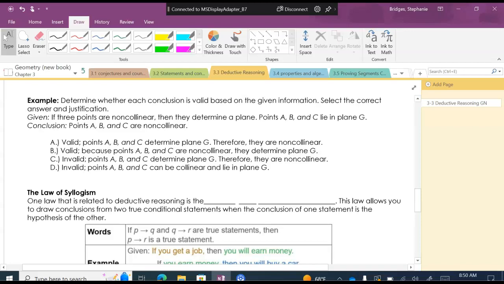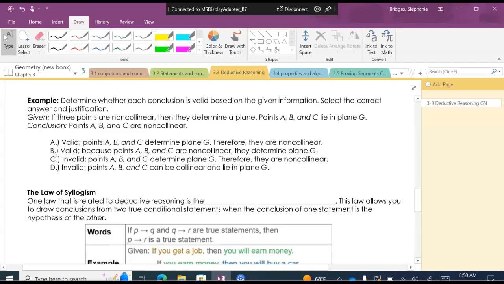Does this sentence say that? Does this say that A, B, and C are collinear? Does this say that they are collinear? No. It doesn't, does it? So, is this a valid conclusion then? No, it's not. So we've got choices C and D.